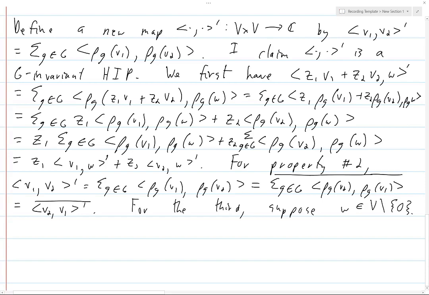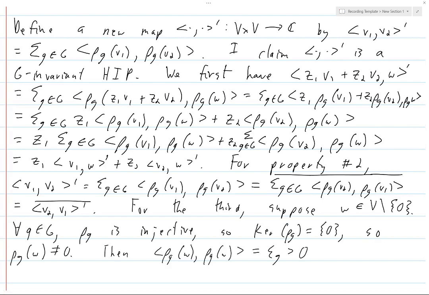Then <rho_g w, rho_g w>, this is a Hermitian inner product, so this is going to be equal to some epsilon_g, which is strictly greater than 0, because we know that rho_g w is non-zero, and that this inner product is a Hermitian inner product. Okay, so now we're going to do our typical analysis trick. This is more like the type of thing you'd see in a compactness argument, or just any place where you get a finite number of bounds, and then you get the best bound. So you let epsilon be the smallest epsilon_g.